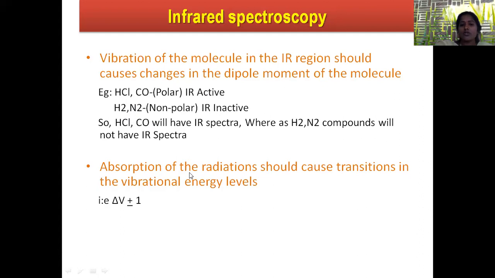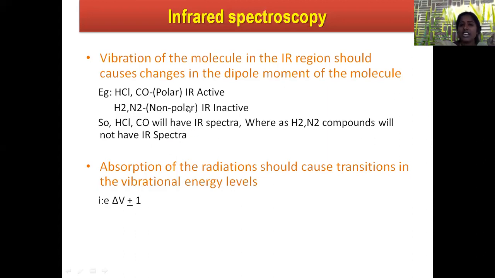Okay, so absorption of vibrational radiation should cause transitions in the region, that is delta V is equal to plus or minus 1. In the IR region, only one step excitation should be there. Just now we saw V0 to V1, that is only giving the fundamental peak. When V0 to V2, that is the first overtone, that is the forbidden region only, a forbidden peak only. So these two are called selection rules for IR spectroscopy.